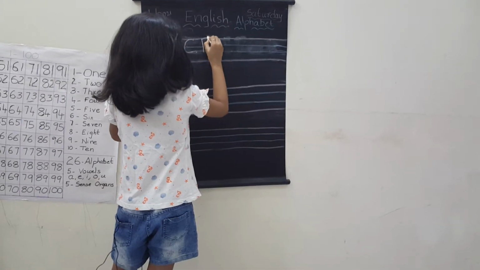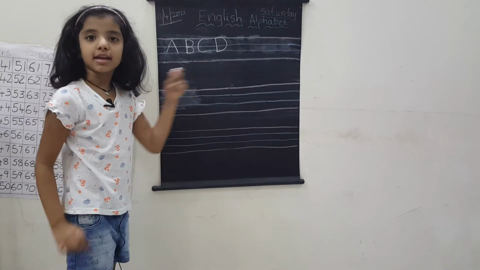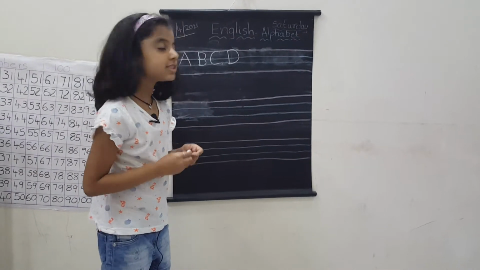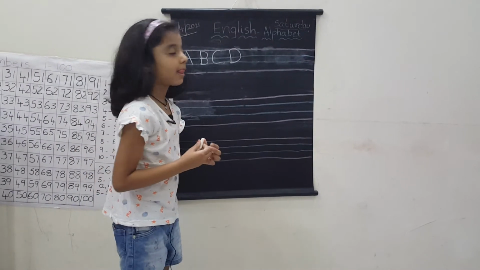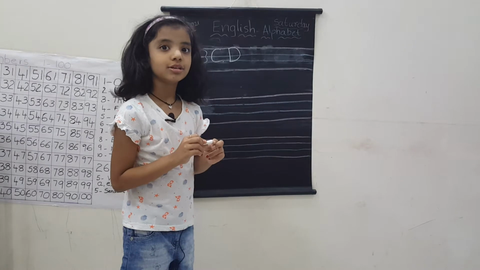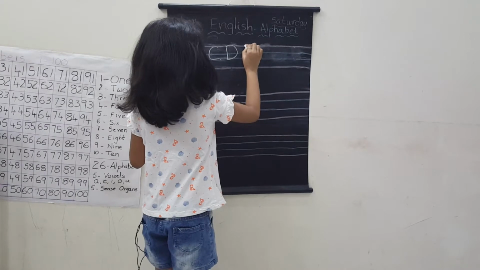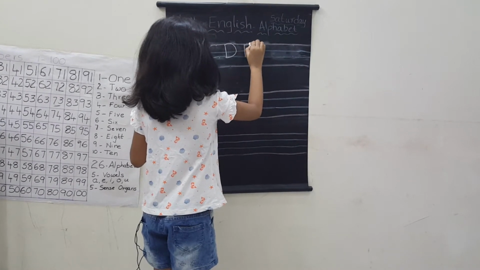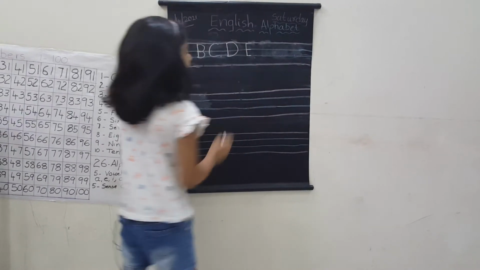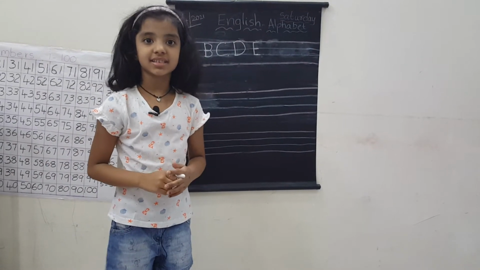Now we are going to write D. Like this. D sound is dog. Are you all done writing D? I am moving to letter E. Like this. This is E. E sound is elephant.